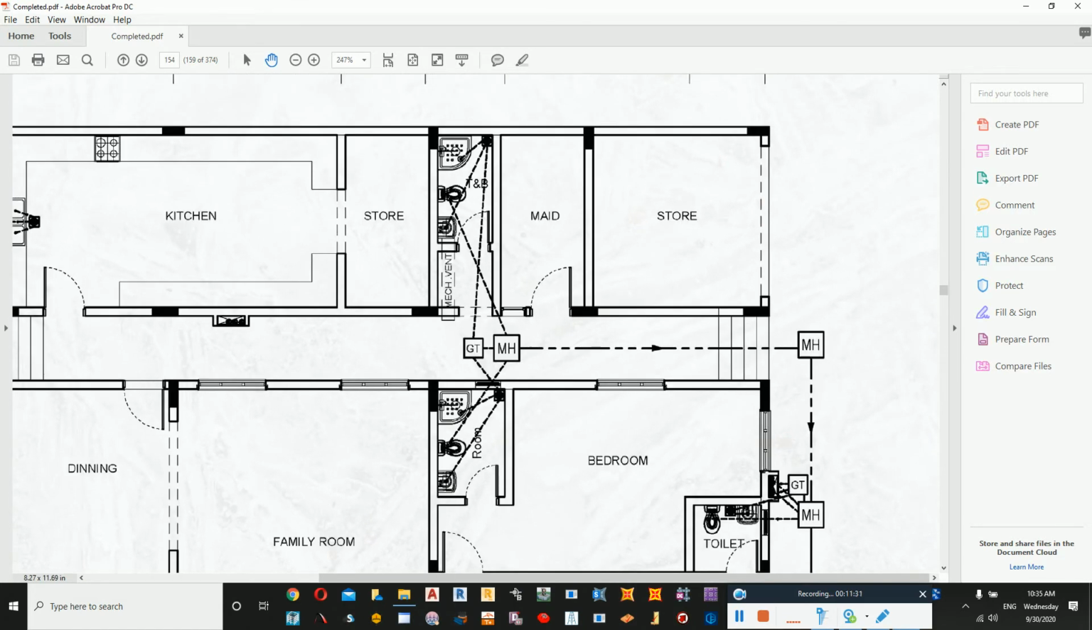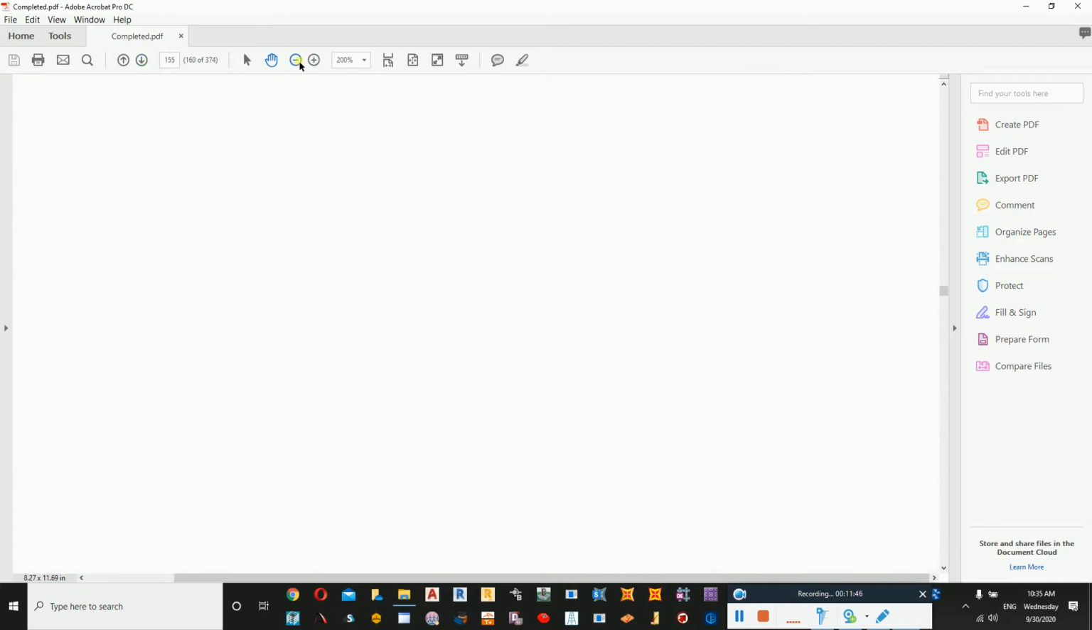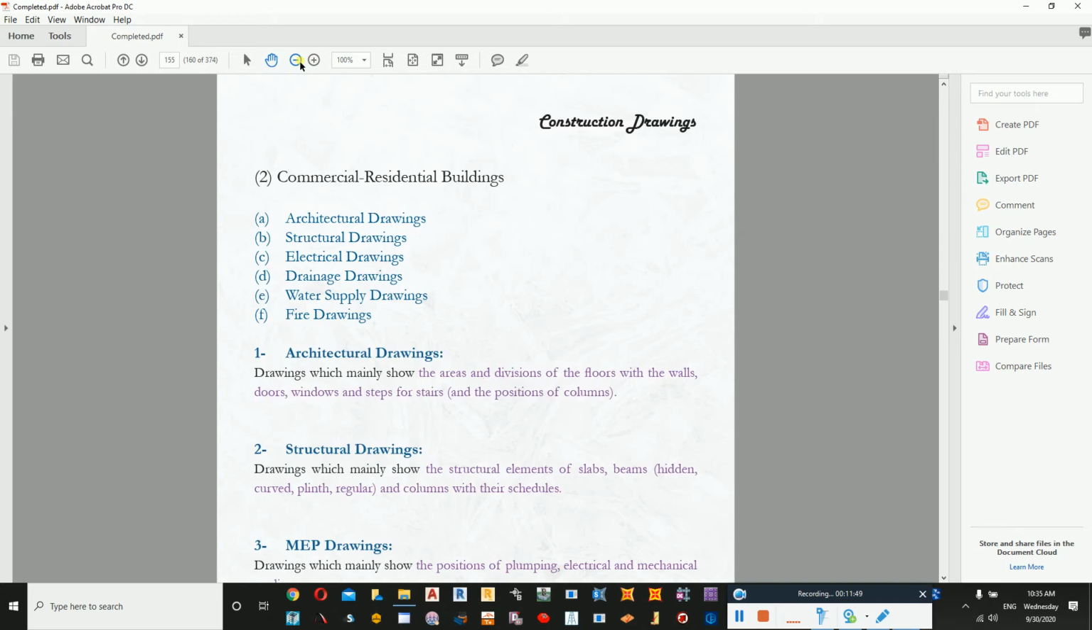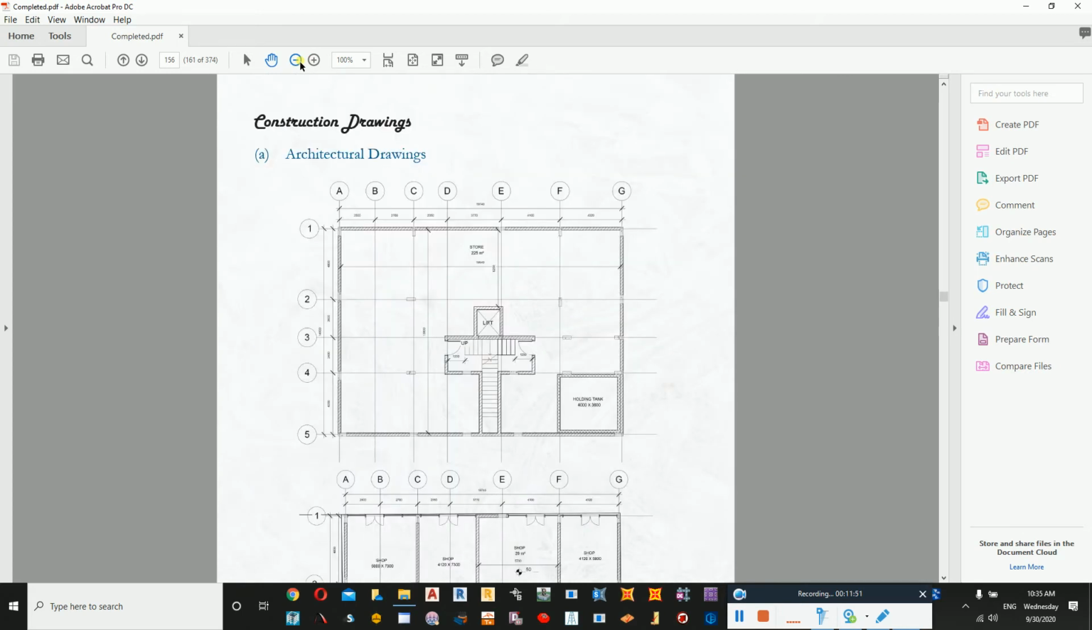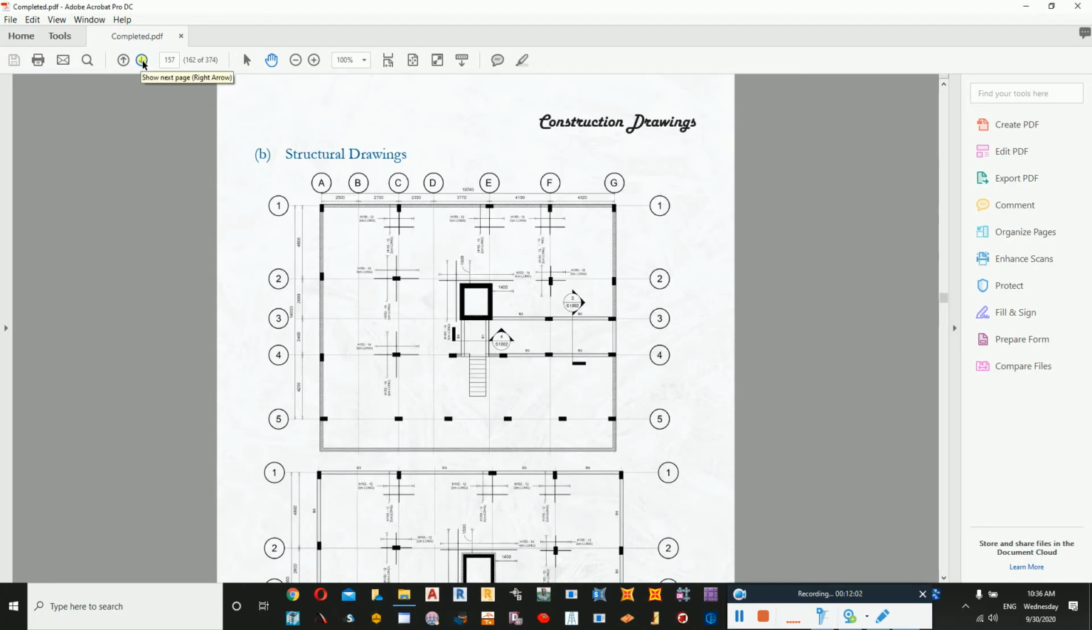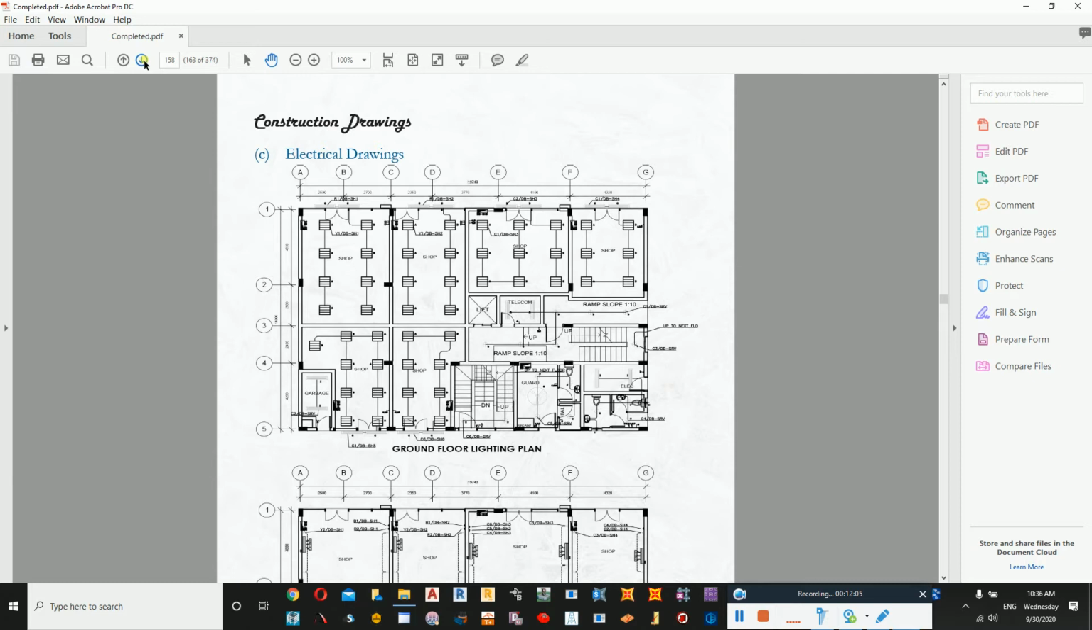I'm actually standing for a manhole. So the connection where the wastewater will go from our toilets, kitchen, and everything to the manholes. Okay. And for residential commercial, they are going to be the same. Okay, so you can see the architecture drawing here, structural drawing, electrical drawing. This is a commercial residential building.